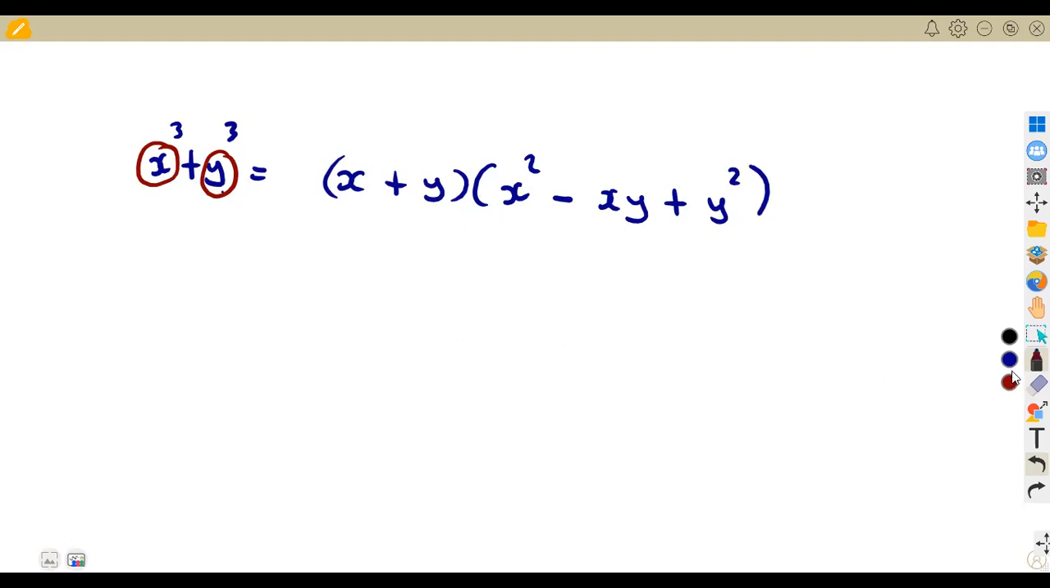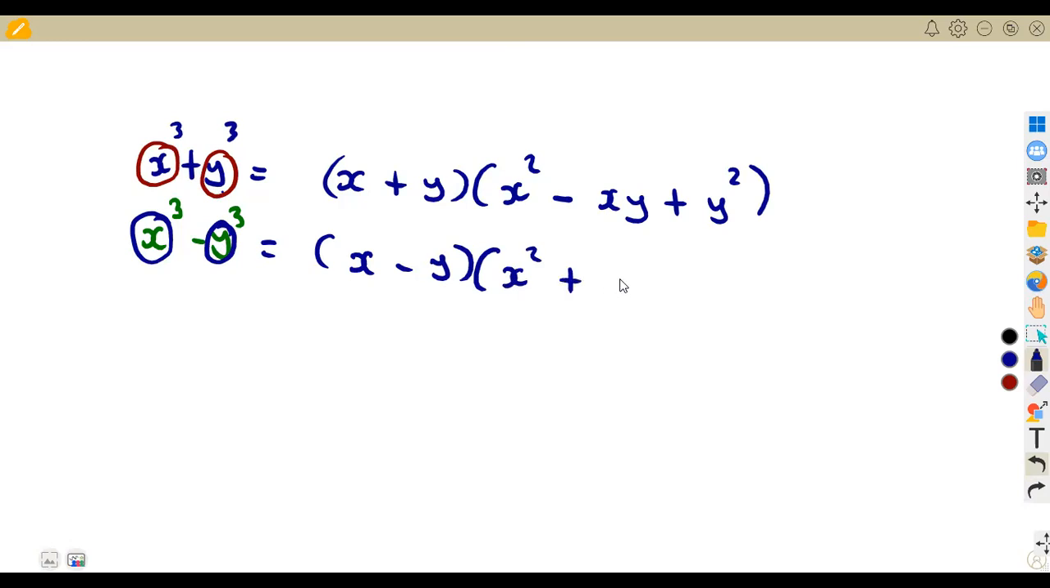Like I was saying, if this is a plus, this is also a plus. It affects the first last, it becomes a negative. So if I am given x cubed minus y cubed, it is going to be the same thing that I have to apply. This is my first, this is my last. So the bracket is going to be x minus y. But in this bracket, that's where you're going to change the minus to a plus. So it's going to be x squared plus xy plus y squared. This is how you factorize these.